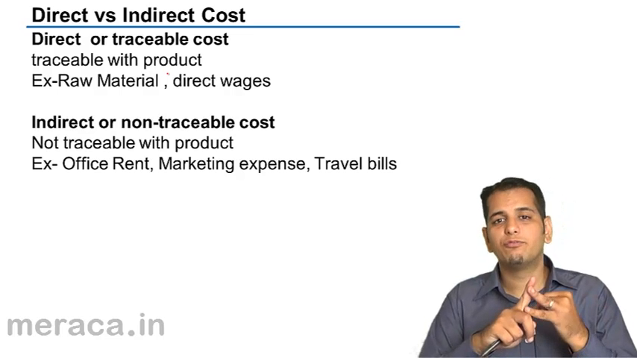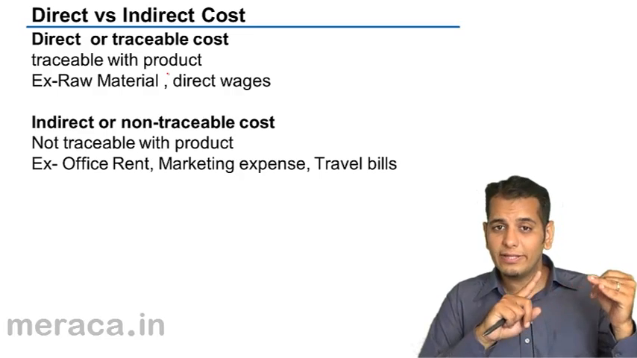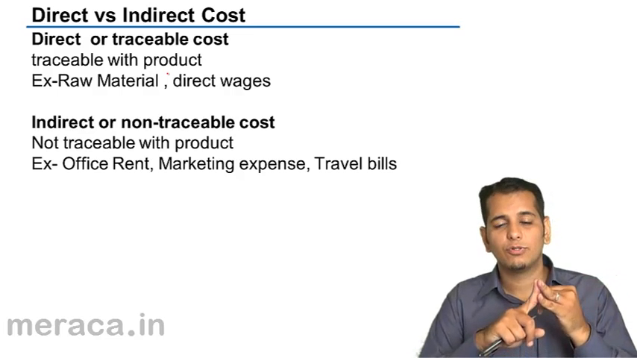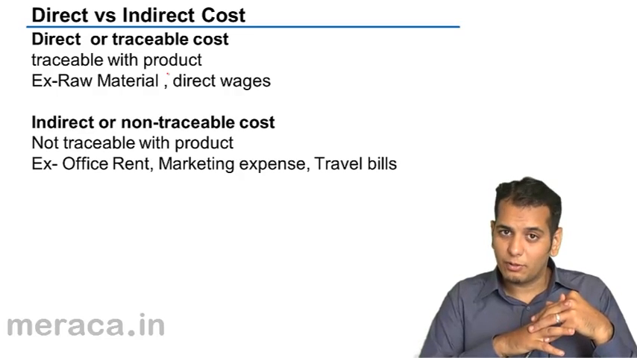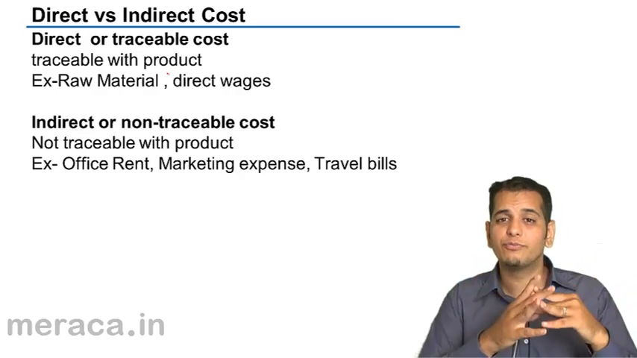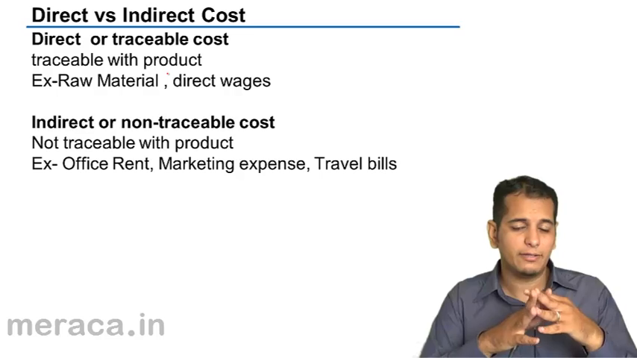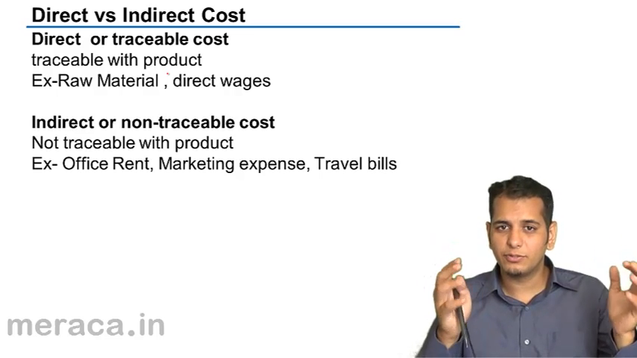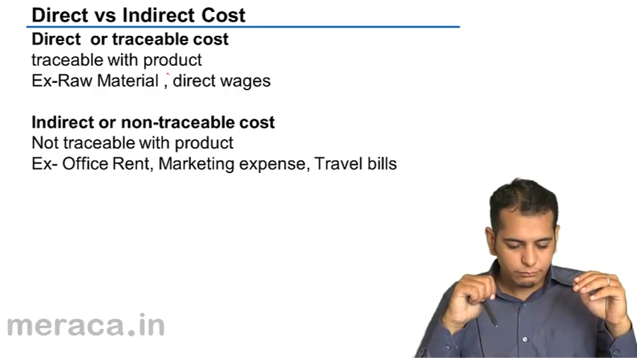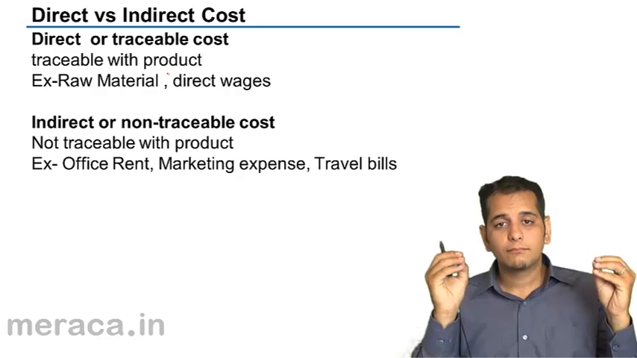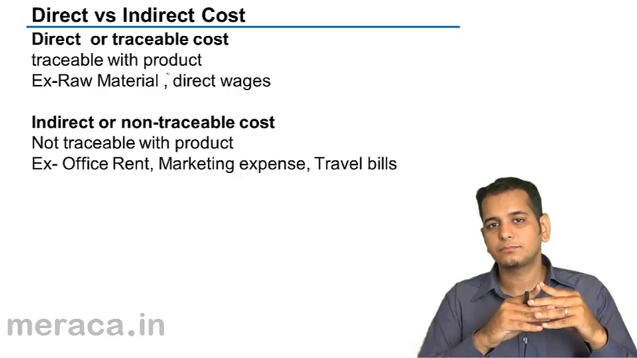Again, wages paid for the workers. Do you think payment of wages for the workers who produce the goods is important? Is it required? Yes, it is very much required. Unless you pay wages to the workers, they won't work. And if they won't work, you won't be able to produce goods. So, payment of wages is also a direct cost.